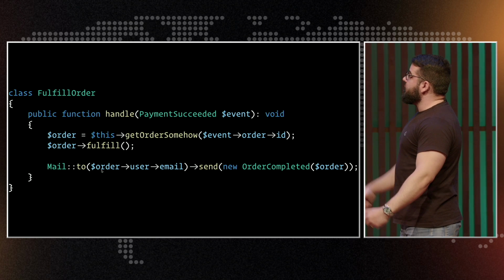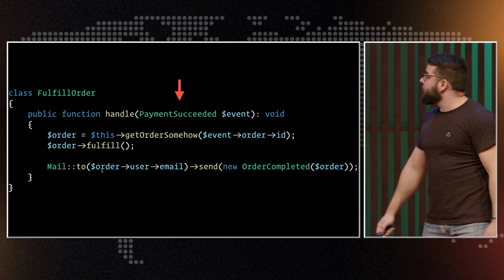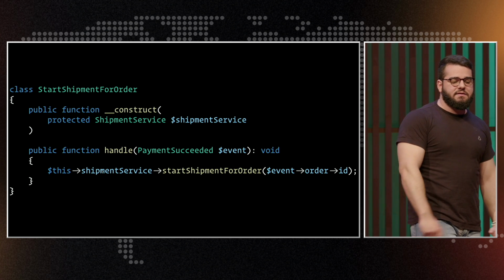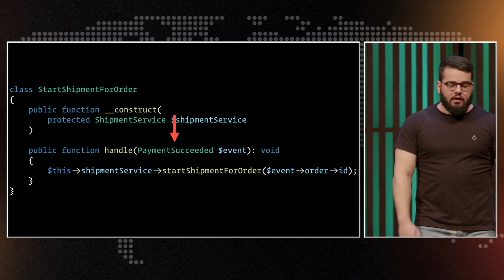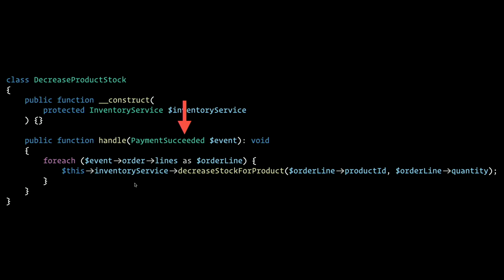And then you can have a fulfill order class that listens to that payment succeeded event to fulfill the order. You might have a start shipment for order class that listens again to the payment succeeded event to start shipment. And then you might have, let's say, a decrease product stock that listens to payment succeeded to decrease the stock of a product. In real life, you probably want to decrease the stock as soon as they make the purchase so that you don't have multiple people buying something out of stock.